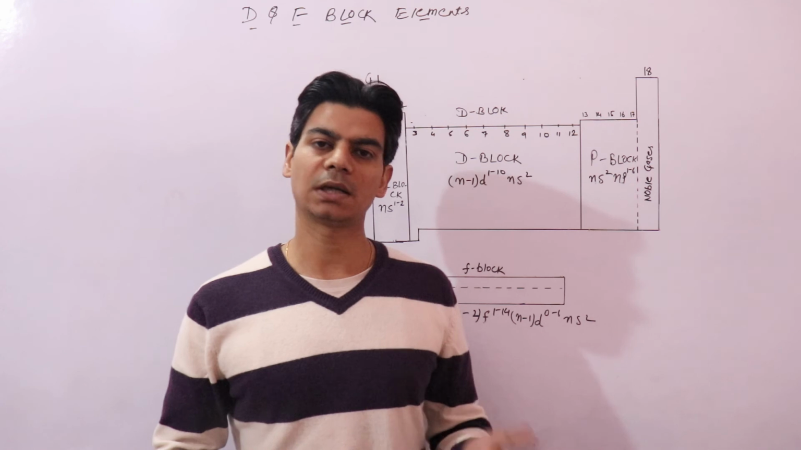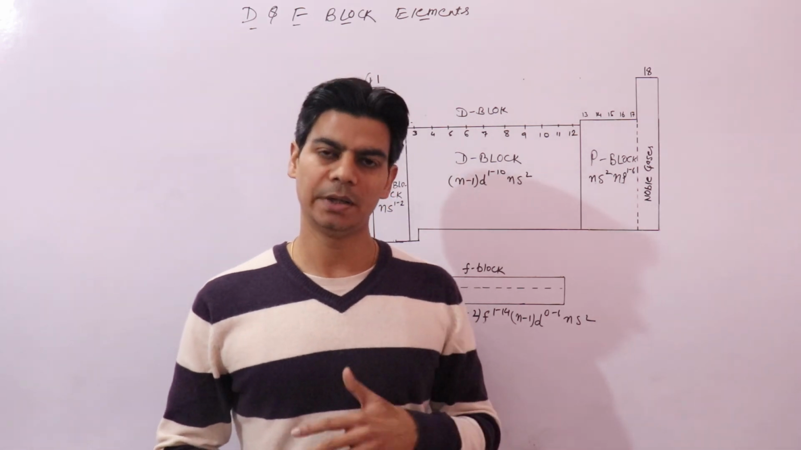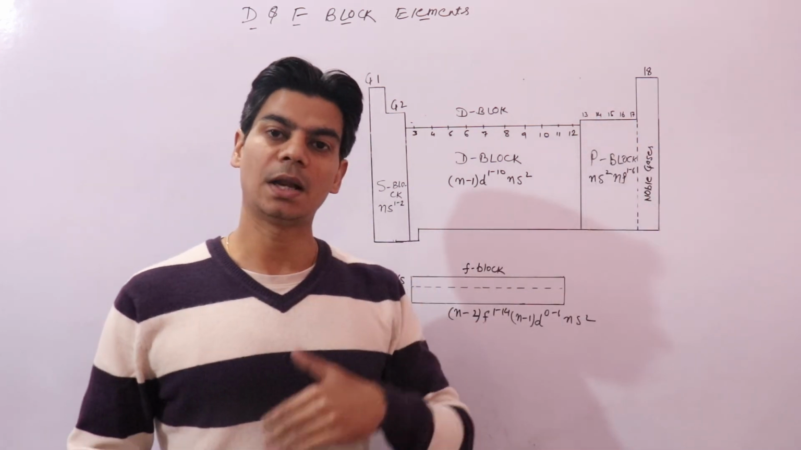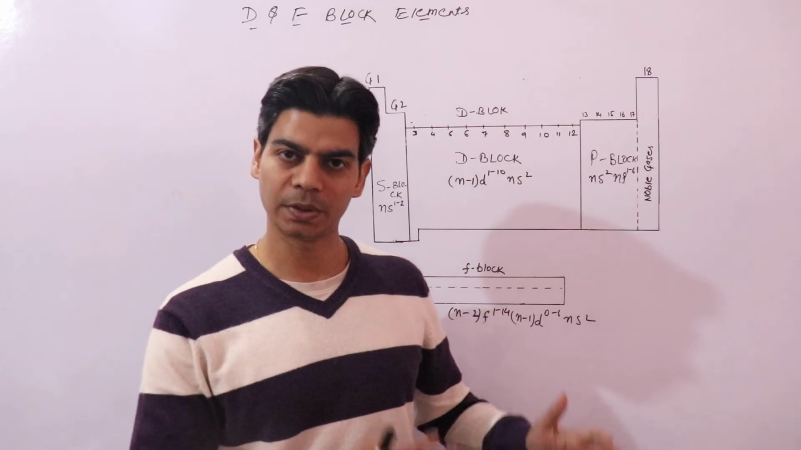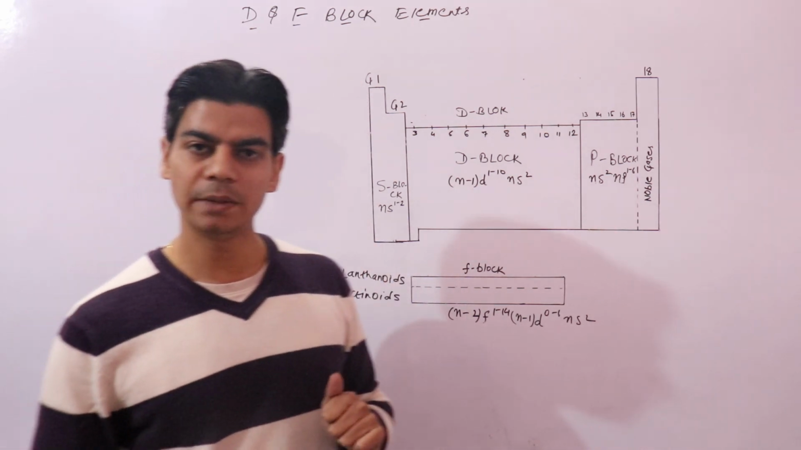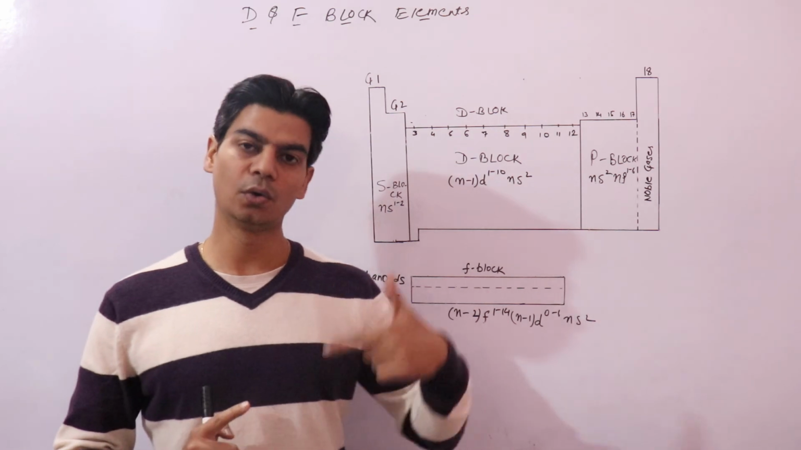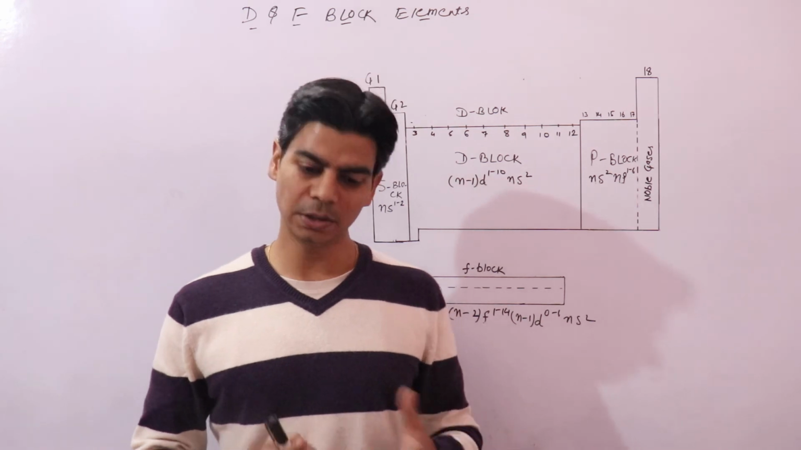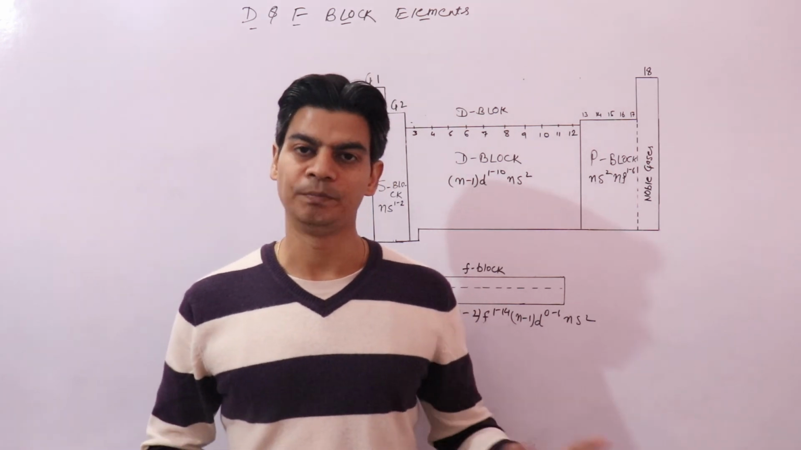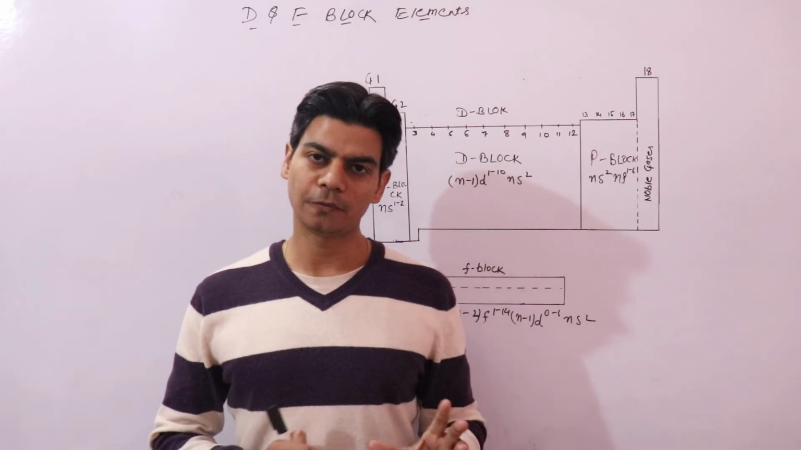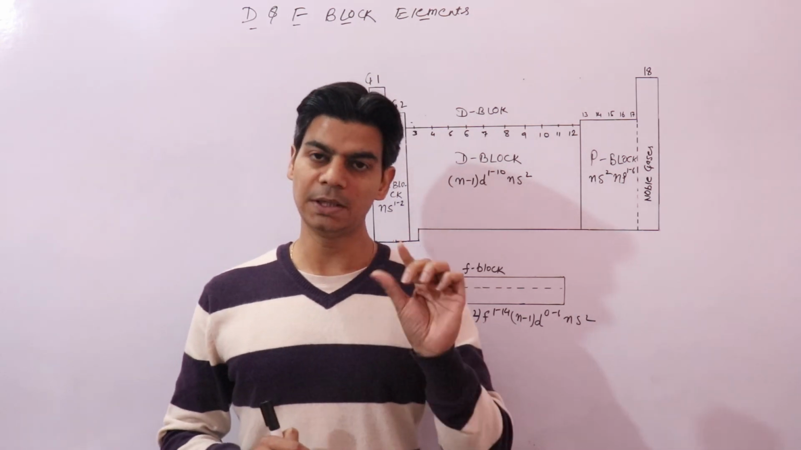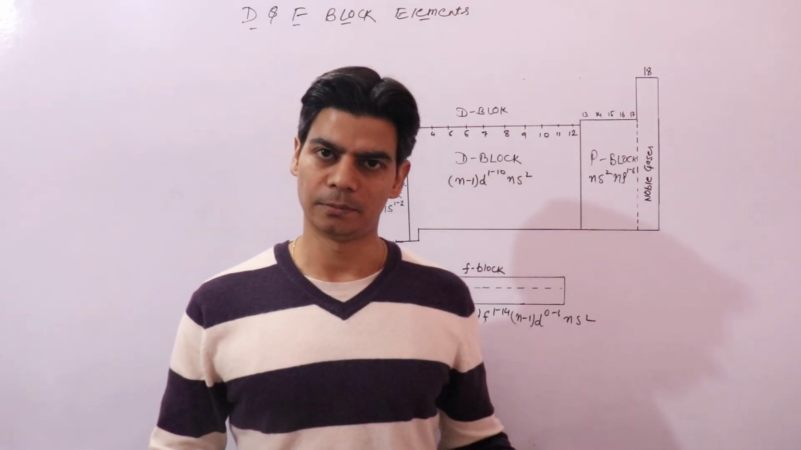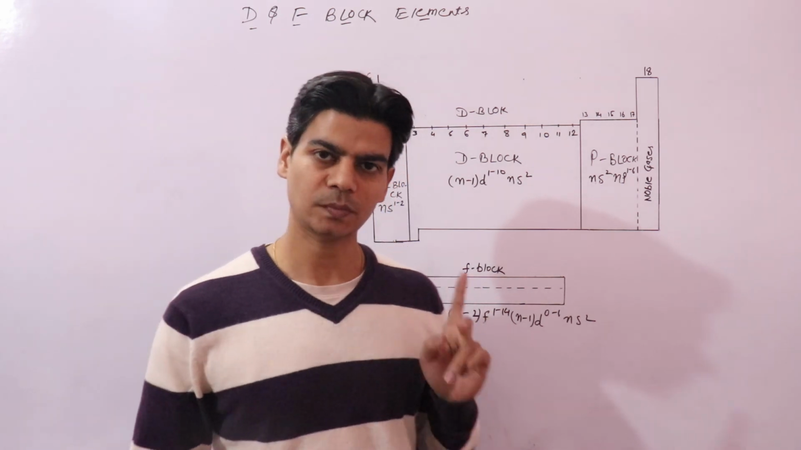Like we have studied S block elements, in S block elements, the last electron enters the S orbital. In P block elements, which come here in the periodic table, the last electron enters the P orbital. Similarly, in D block elements, the last electron will go into the D orbital. This is while writing the electronic configuration. That means if you write down the electronic configuration of a D block element, the last electron will go into the D orbital.